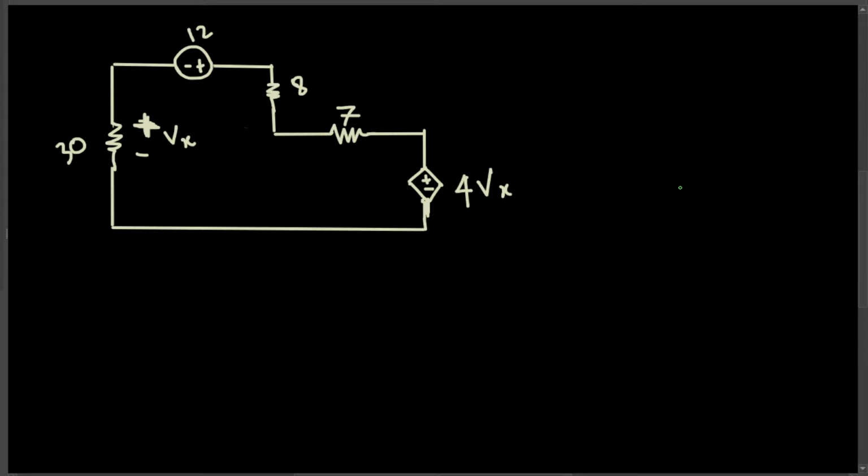Say here we have Vx, the voltage given right here across this resistor, and also here we have a voltage dependent voltage source, that is 4Vx. Now let's try to solve for the current passing through this.